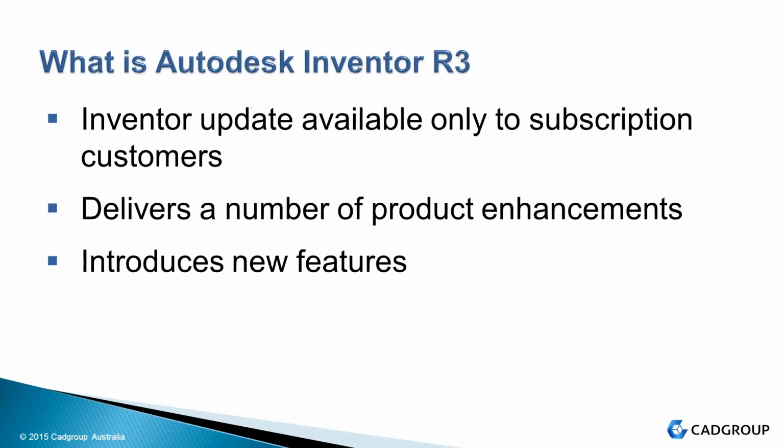All right, so first of all, what is Inventor R3? Inventor R3 is an update available only for subscription customers. So if you've got current subscription with Autodesk for your product design suite / factory design suite / building design suite / any other product that's got Inventor in it, you have access to Inventor R3. What does it actually do? It delivers a number of product enhancements and new features. If you do not have your Autodesk Inventor on subscription, you can still download the service pack. Service pack will get you the product enhancements, but not the new features.